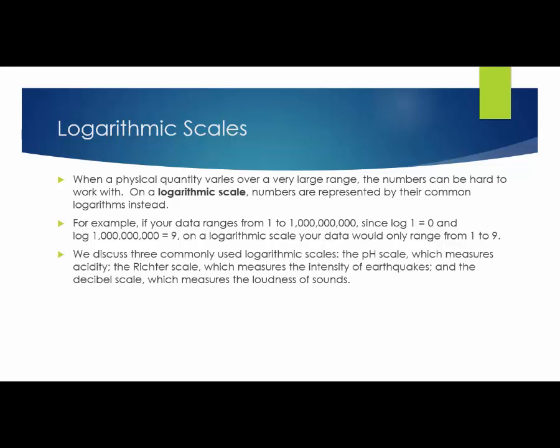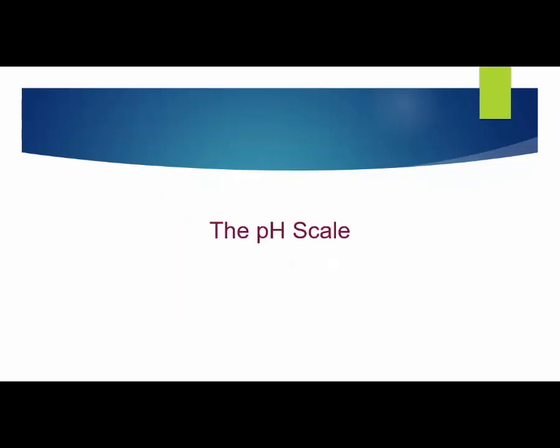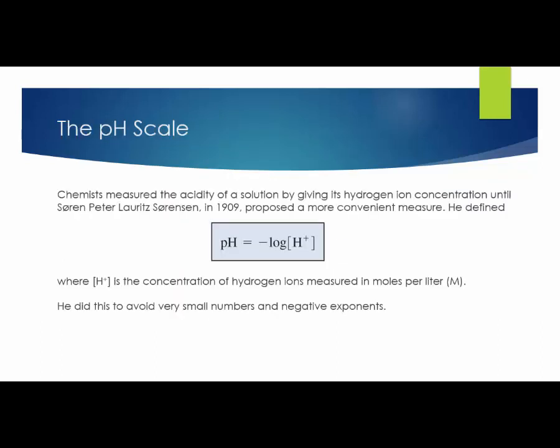We're going to look at three commonly used logarithmic scales: pH, the Richter scale, and the decibel scale. There are plenty of other quantities measured on logarithmic scales, like light intensity, information capacity, radiation. You've got an example in your paper homework of another logarithmic scale. So we're just going to grab a few of these examples. Let's start with the pH scale.